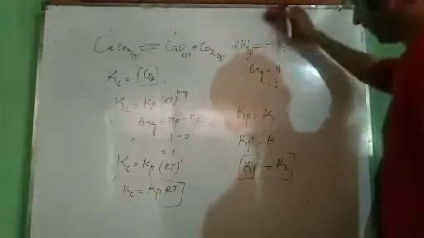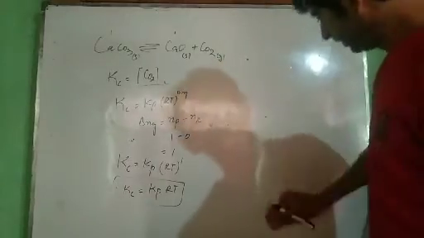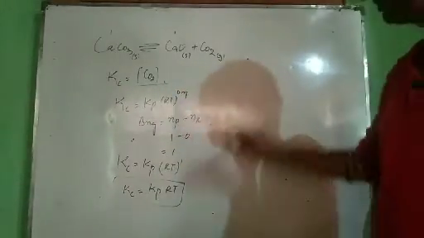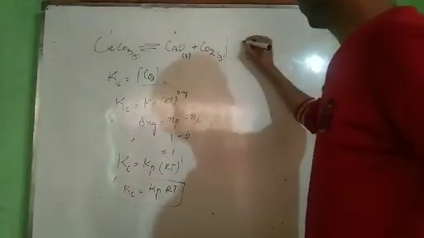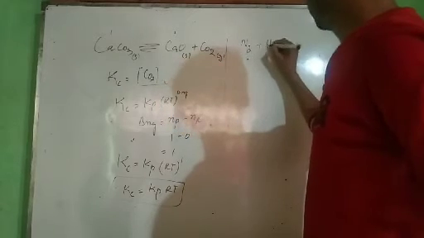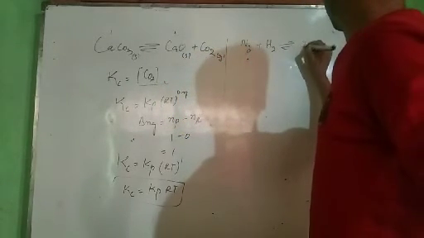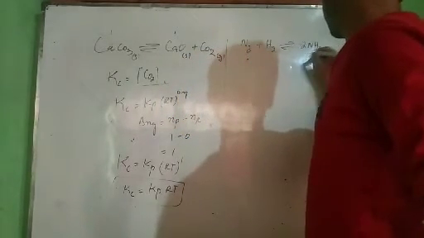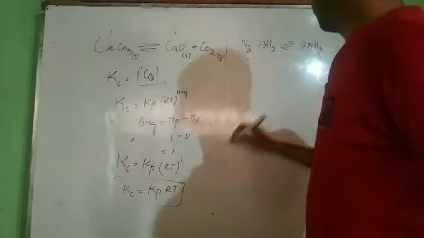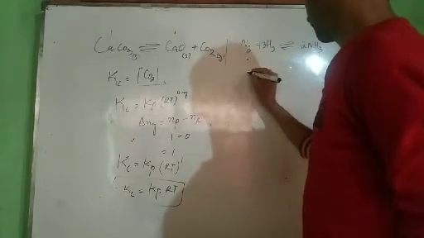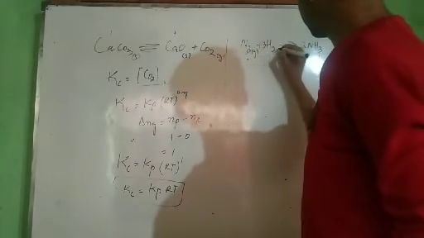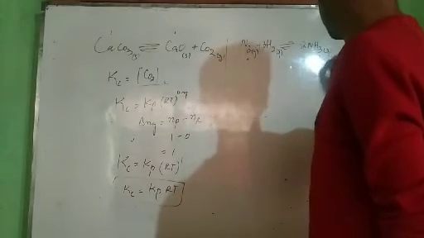We can have one more type of question. What is the relationship between Kp and Kc for the following reaction? Nitrogen plus hydrogen gives ammonia. Remember, you have to balance the reaction first. Now see, we can determine Kc and Kp for this reaction. This is gas, this is gas, and this is gas.